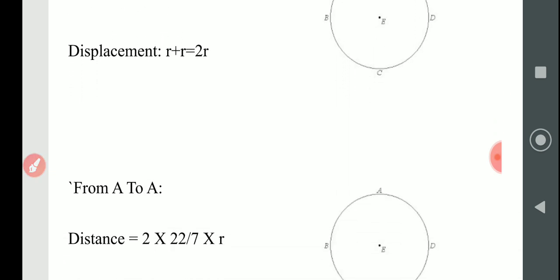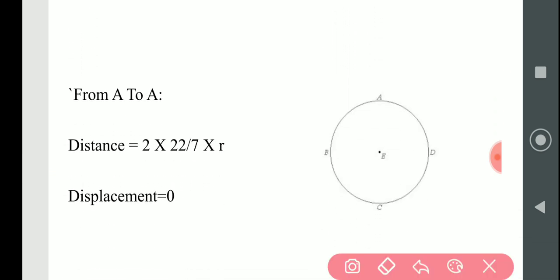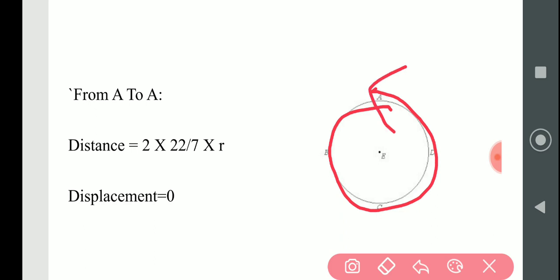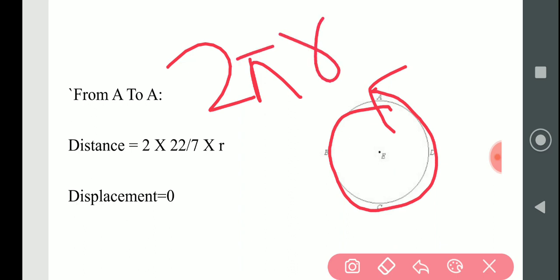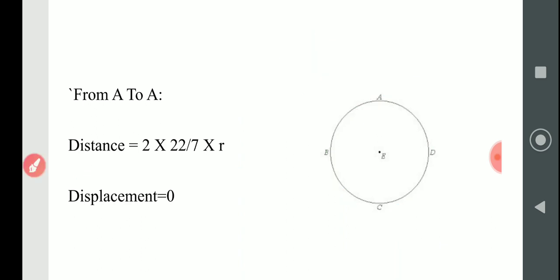Let's discuss the next case, from A to A. If any object is going from A and comes back to A, that means it will complete one complete circle. So the distance of one complete circle is given by 2 pi r, that is the circumference of the circle. So the distance is 2 into 22 by 7 into r.